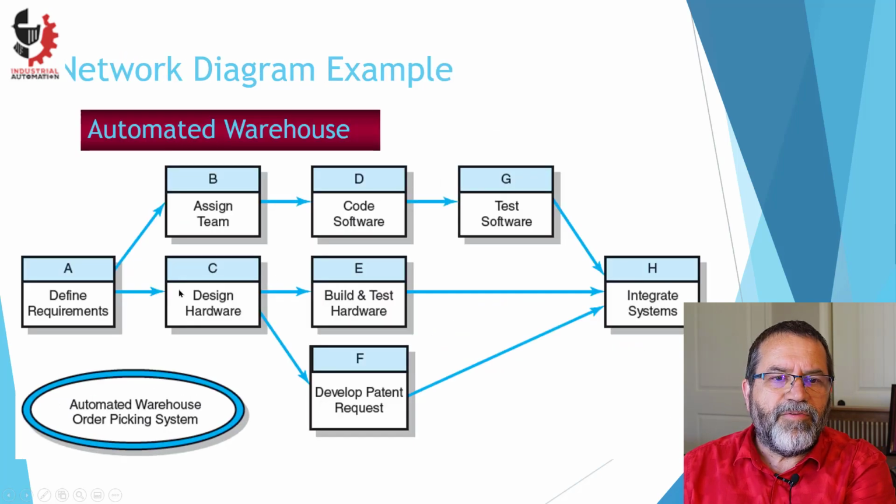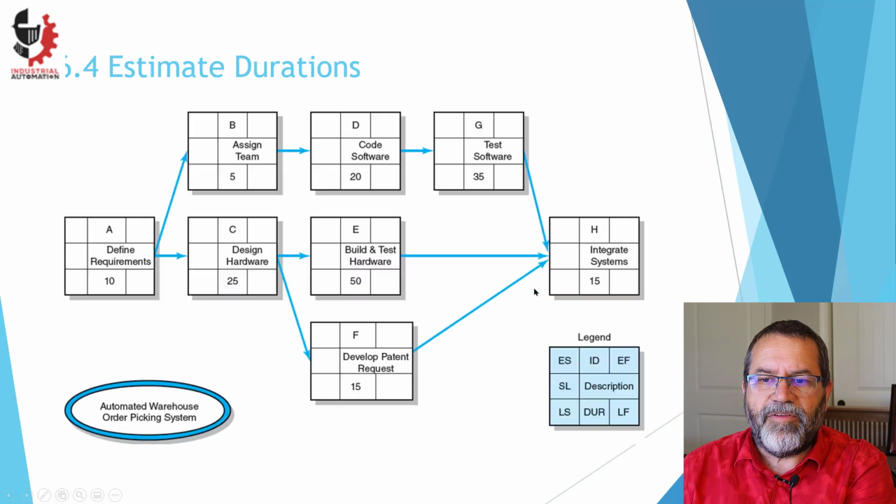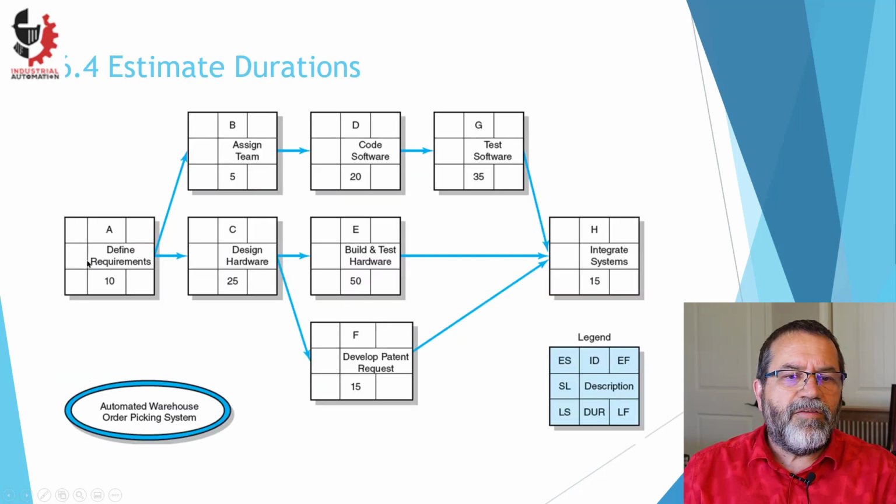And this is a bit different view, but it's the same activities. And here we've put it into a little table for each one. The little table for each activity, there's a legend down here in the corner. These stand for earliest start, earliest finish. ID is just identification, like here we use A, B, C, D.